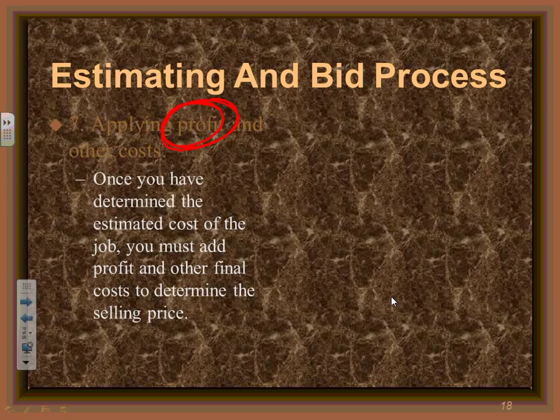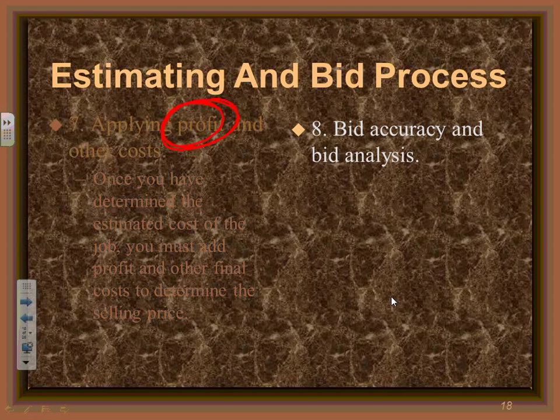So that will be the one that goes to somebody sitting in the Bahamas, or the owners of the company. If it's shared, they split that profit, and that profit could be put in your pocket, or put into the company to build the company. So whatever you do with that money, you need some type of profit. After you get your profit added, guys, you need to do bid accuracy and bid analysis.